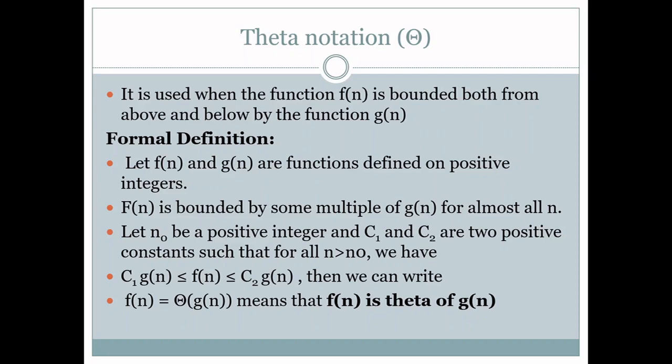Here it will be between the lower bound and the upper bound, that is C1 g of n and C2 g of n. The function f of n will be between these, and in that case we can represent it using theta notation.